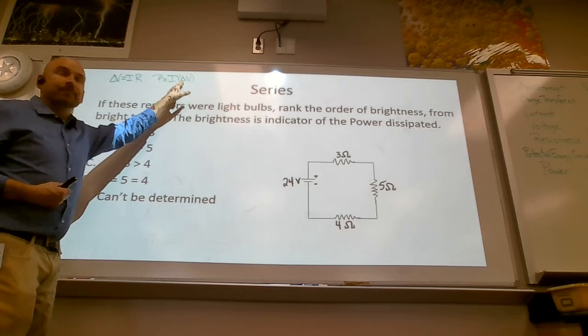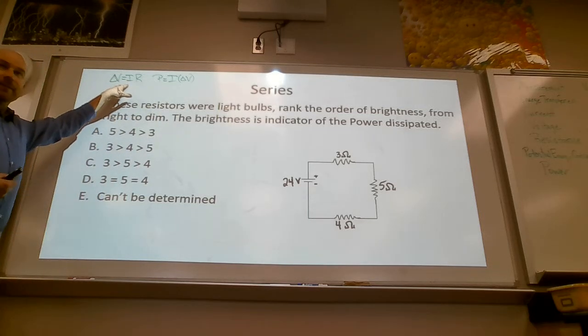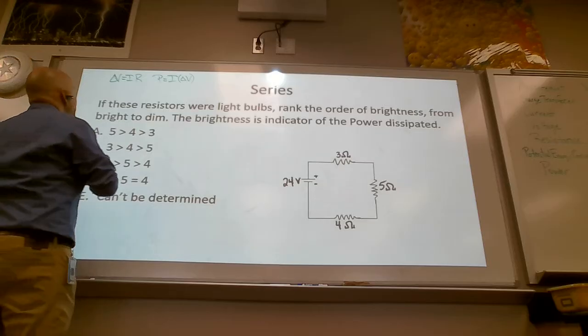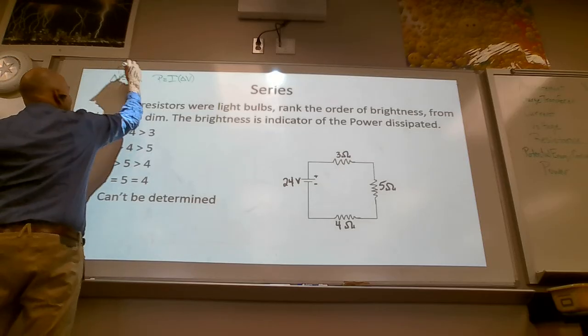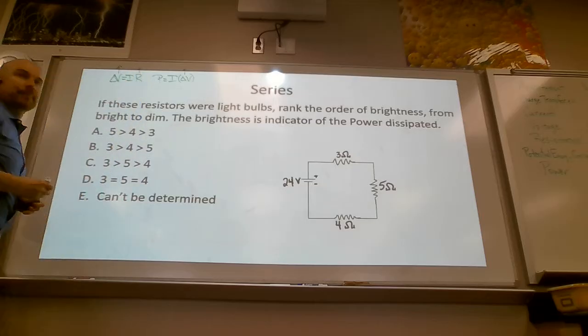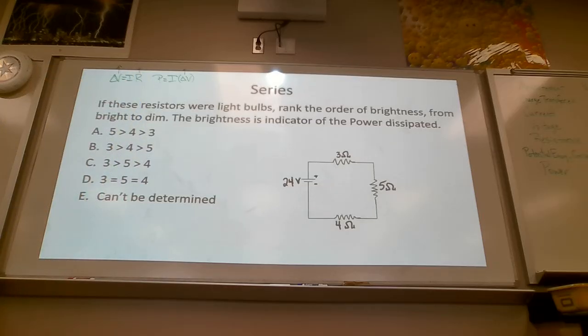If current is the same in a series circuit, the greater the voltage, I need to make that go up, resistance has to go up. So in a series circuit, the more resistance, the greater the voltage drop, the more energy it's taking, the brighter it's going to be in a series circuit. How are we doing? Okay, there.